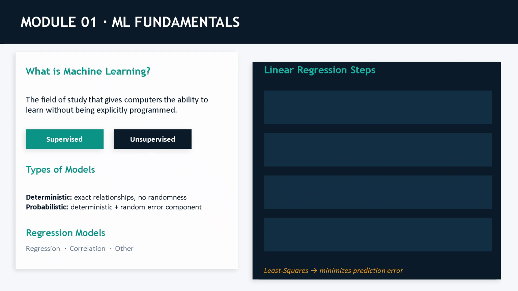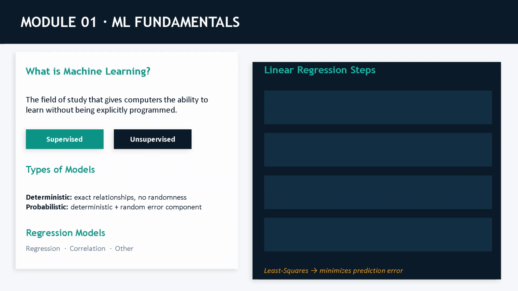So let's go through the machine learning fundamentals. Machine learning is the field that gives computers the ability to learn without being explicitly programmed. Instead of writing rules, we basically let the data teach the model. There are 2 types: supervised and unsupervised learning, where in supervised, data is labeled, and in unsupervised, the model finds patterns on its own. Models themselves are either deterministic, where there are exact relationships and no randomness, or they can be probabilistic, which adds a random error component to make them more realistic.